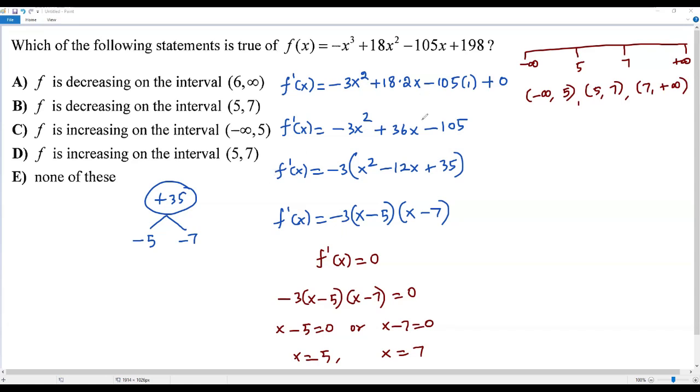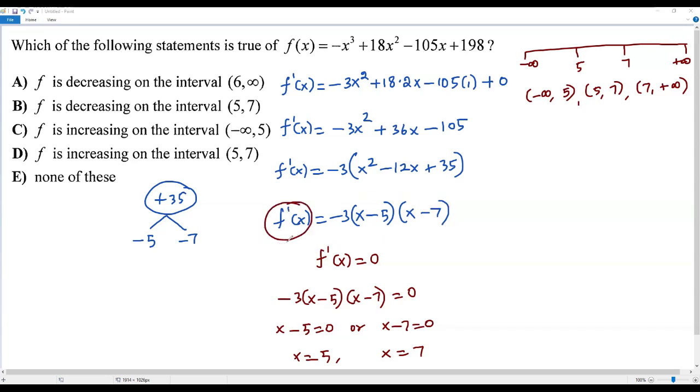So for example, I'm going to check the first interval, negative infinity comma 5. Let me take a random value in this first interval. Clearly we can take 0. When I plug in x equals 0 in the factored form of the first derivative, what is the sign of f prime of x?